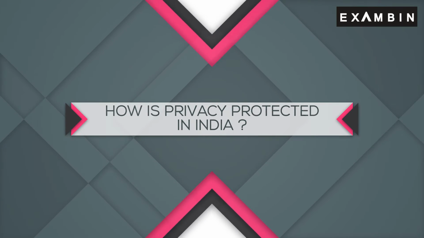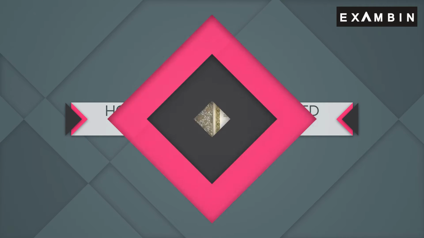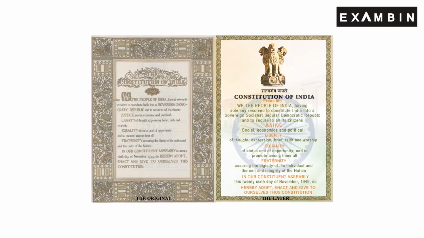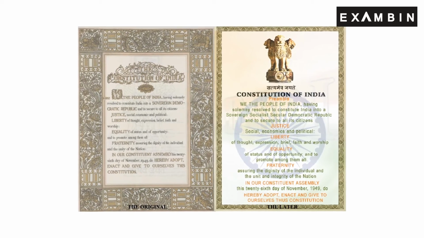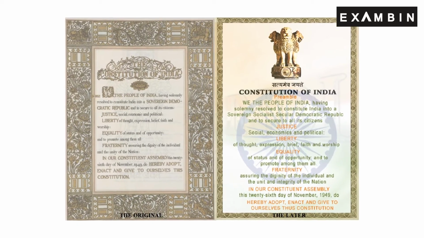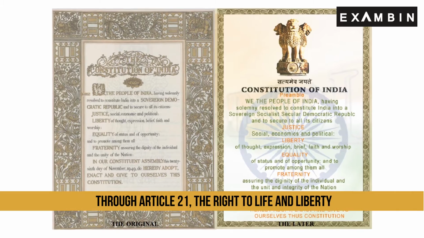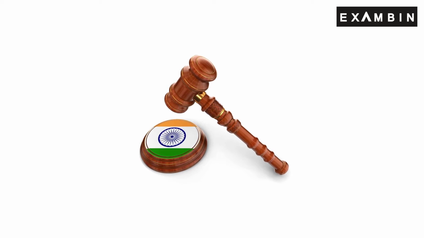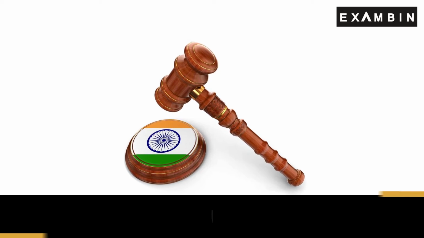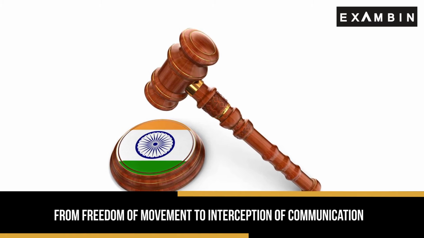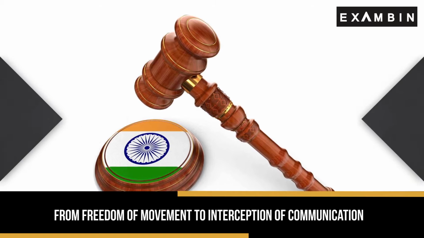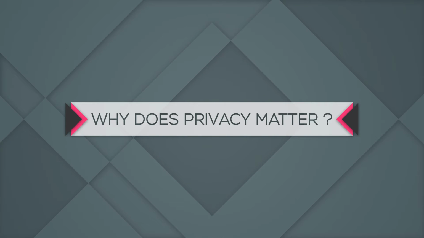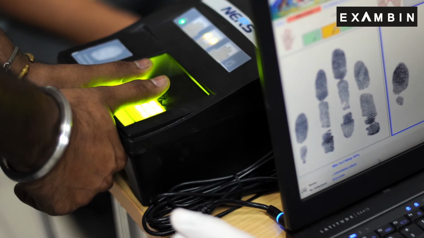So how is privacy protected in India? Courts in India have interpreted that the Constitution guarantees a limited right to privacy primarily through Article 21, the right to life and liberty. Such court rulings protect citizens' rights in a range of matters, from freedom of movement to interception of communication.